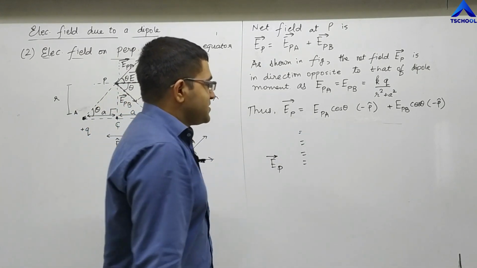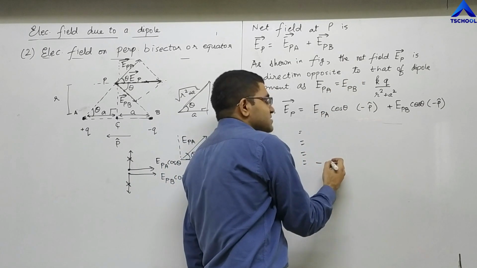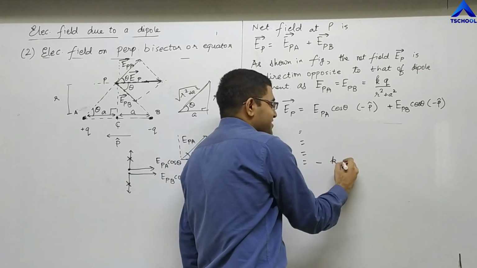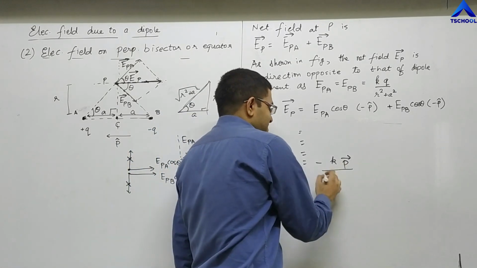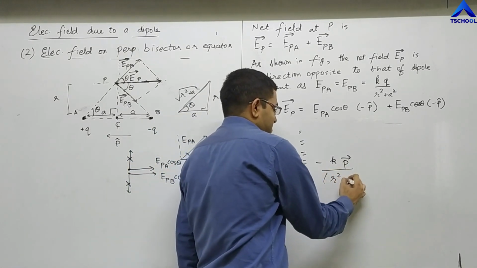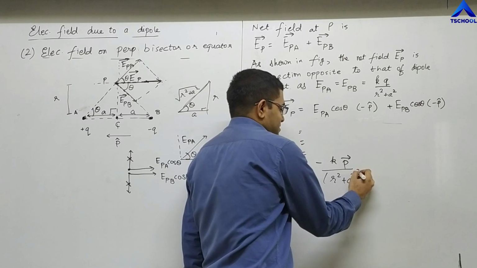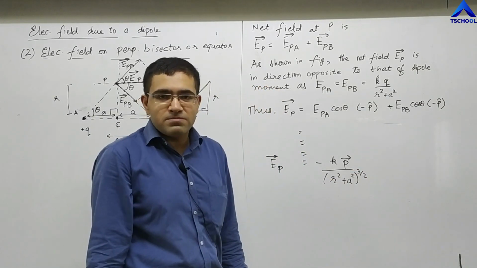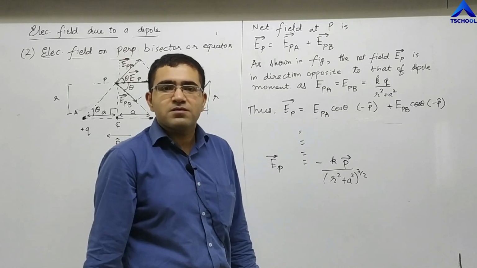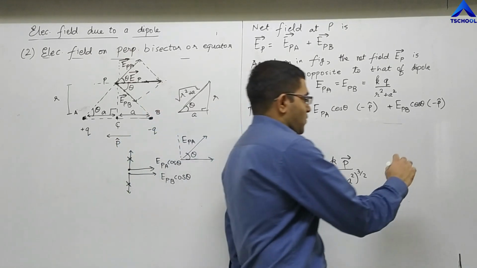So finally, the answer is going to be minus kp vector divided by r square plus a square raised to 3 by 2. Remember the 3 by 2 power of anything will come as follows.